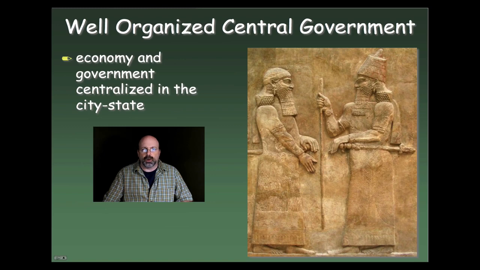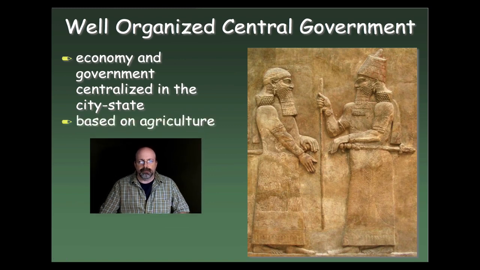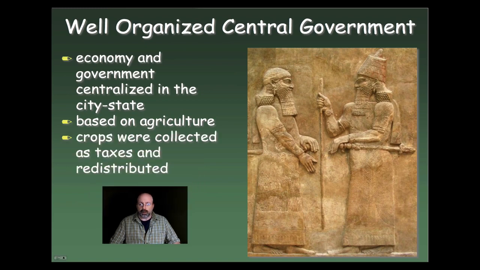Okay, let's take a look at well-organized central government. The economy and the government were centralized in the city-state. And it would be based on agriculture, so both the state and the economy would be based on agricultural production of food. The crops would be collected as taxes, and then they would be redistributed to people. So again, the role of the central government here is to ensure that there's enough food to feed everybody.